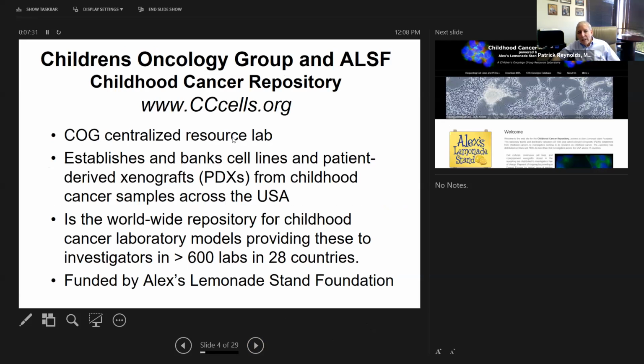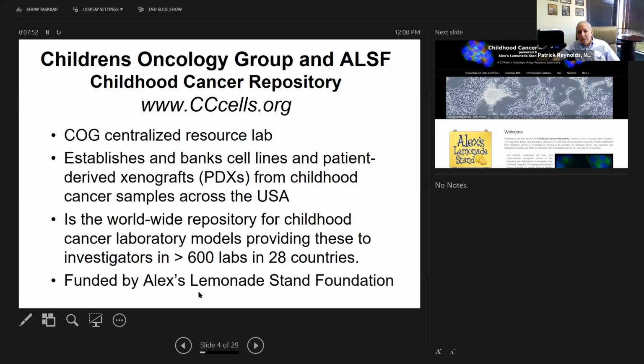And this is a centralized resource lab that receives samples from across the COG. And as you'll see, we place them into both culture and directly into patient-derived xenografts. And it's really turned into a worldwide repository for childhood cancer in that we provide about 600 labs, more than 600 labs in 28 countries with these models.